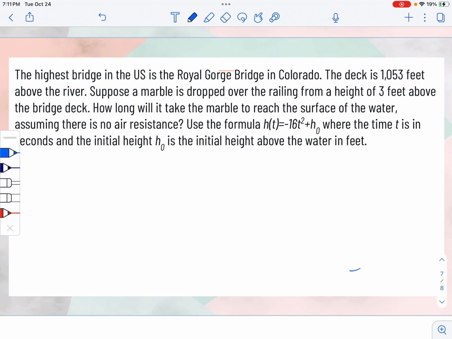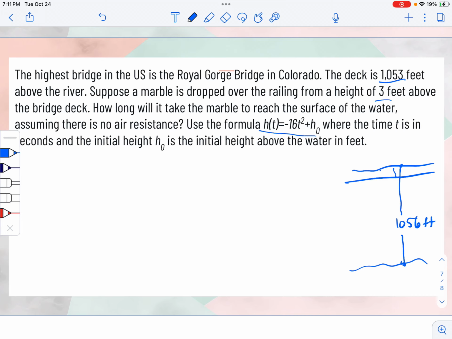So basically, if this is the river down here and this is the bridge, there's 3 feet above the bridge. So the total distance from here to where that marble's dropped, you would add the height to the bridge and the deck. So that's 1,056 feet that it's going to drop. Well, how long does it take to hit the water?